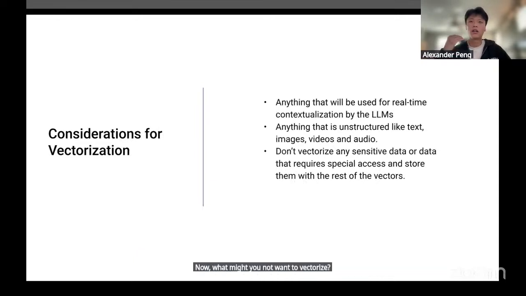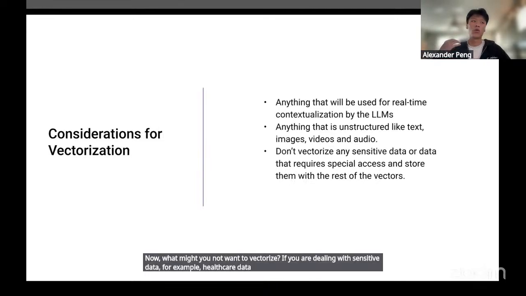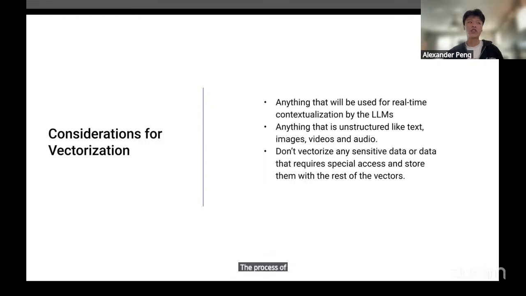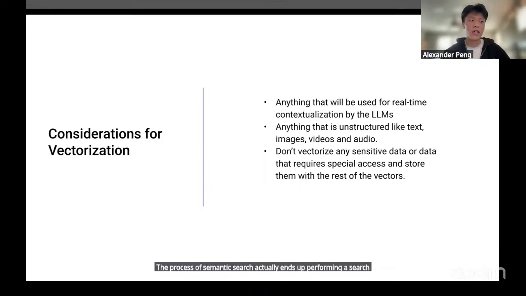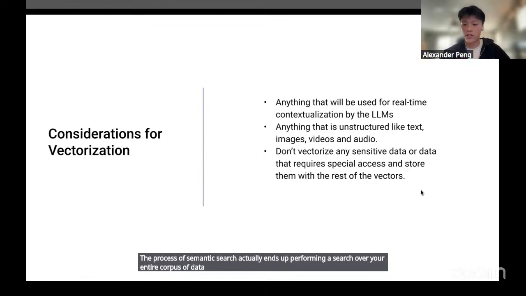Now, what might you not want to vectorize? If you are dealing with sensitive data, for example healthcare data or financial data, then you might want to consider not vectorizing that data and storing it alongside other unprotected data, because the process of semantic search actually ends up performing a search over your entire corpus of data. So maybe you might want to create a separate, restricted vector store for something like that.